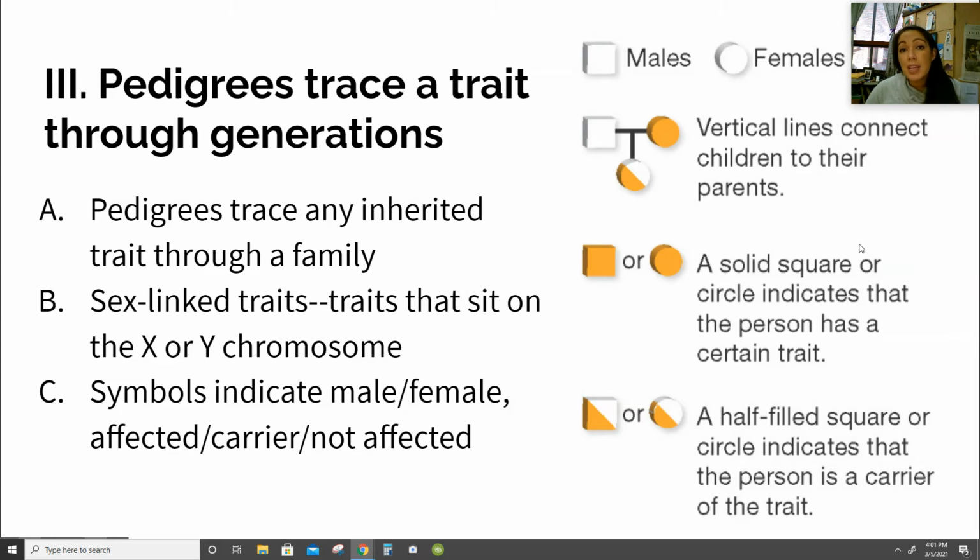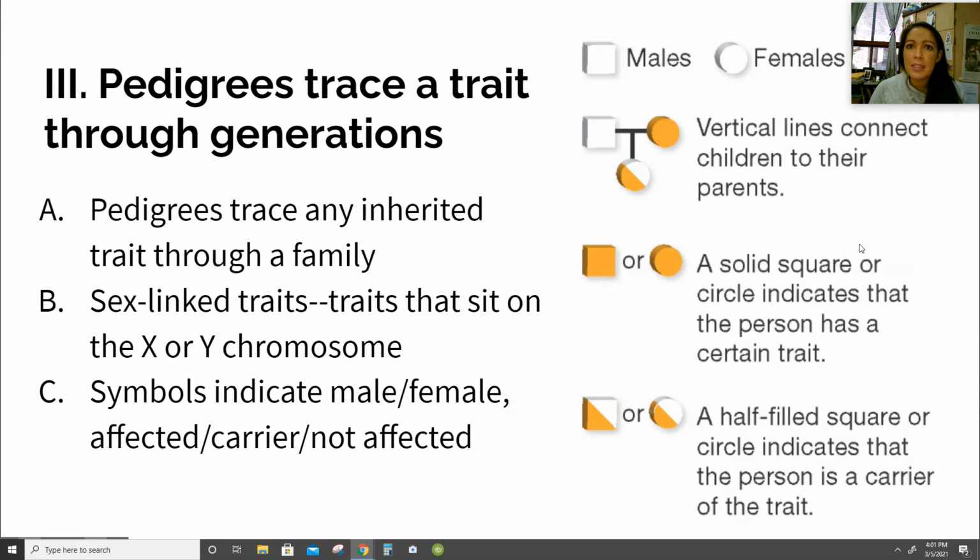Some of those traits that you might track are called sex-linked traits. That just means that particular trait may not have to do with being male or female, but it would sit on the X or the Y chromosome. Baldness is one of those traits. It has nothing to do with whether you're male or female if you lose hair, but it sits on the sex chromosomes, the X or Y chromosomes that determine whether you're a male or a female.